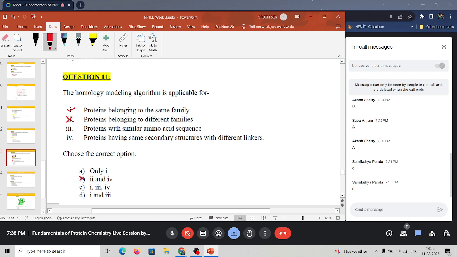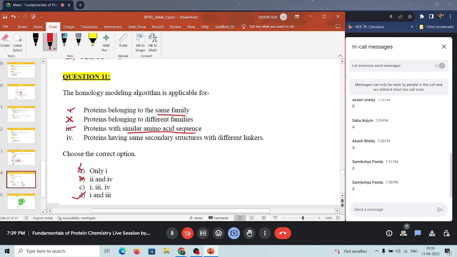That is right. So 1 and 3. So this is also wrong because 3 is correct. So see, is 4 correct? Proteins having same secondary structures with different linkers? No, that is not correct. So the right answer is 1 and 3. Okay, very good. So proteins have to belong to the same family and have similar amino acid sequence.